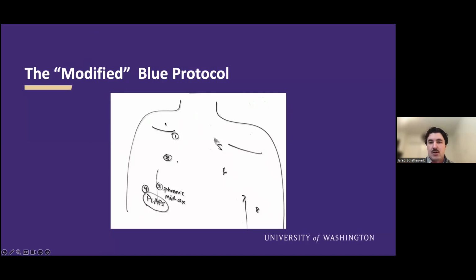We'll start off looking at the midclavicular line in the second intercostal space. We'll move down 2 rib spaces to the fourth intercostal space. We'll go a little more lateral and look at the mid-axillary line in the sixth and seventh intercostal space. And then we'll finish up at the PLAPS point, and I'll talk about that more in depth later. Dr. Shepard taught us this eight point modified BLUE protocol.